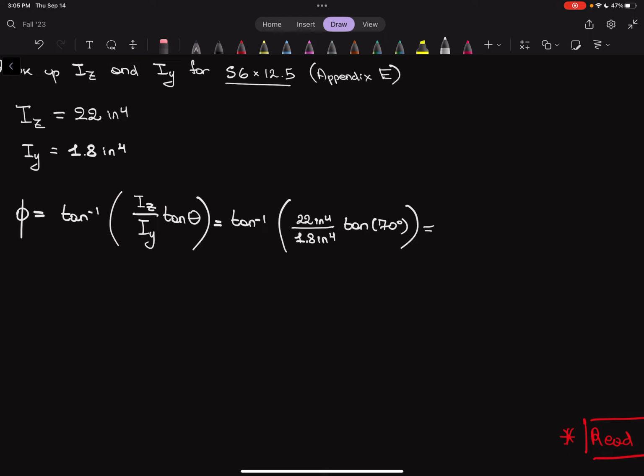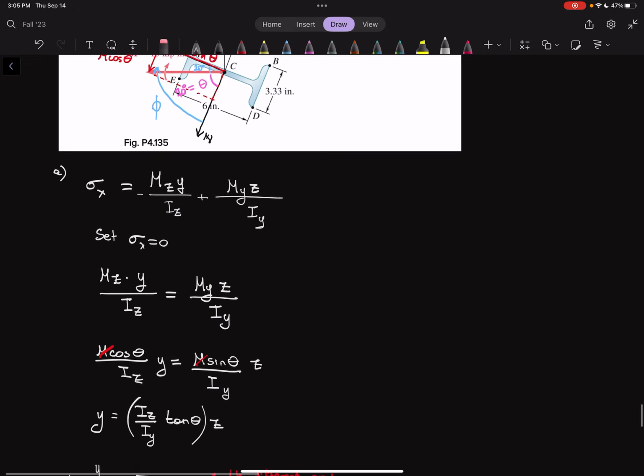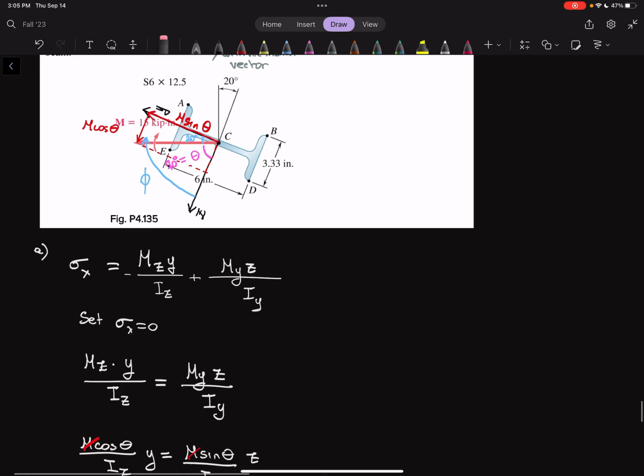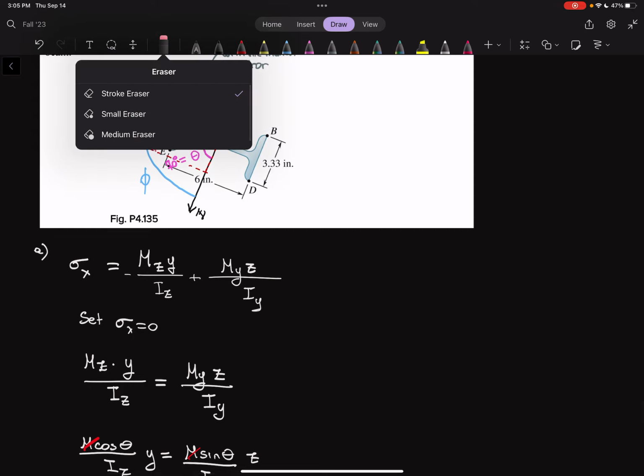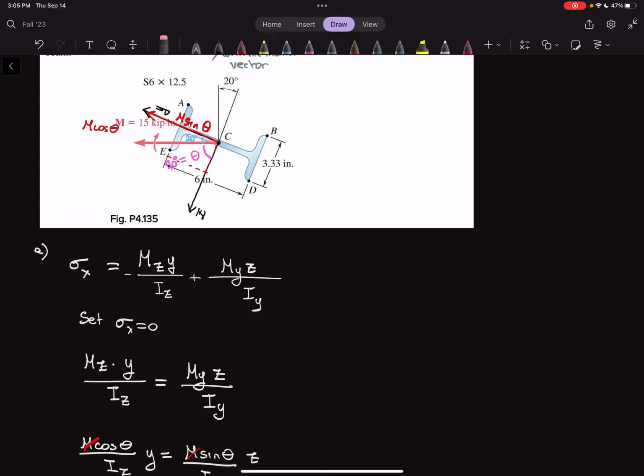So now on my calculator, what I'm going to do is the tangent inverse of 22 divided by 1.8, all of that times the tangent of 70 degrees. Make sure your calculator is in degrees, and I get 88.29 degrees. Now, to answer the question, we have to find, well, let's say this is a little bit bigger. Theta is a little larger.